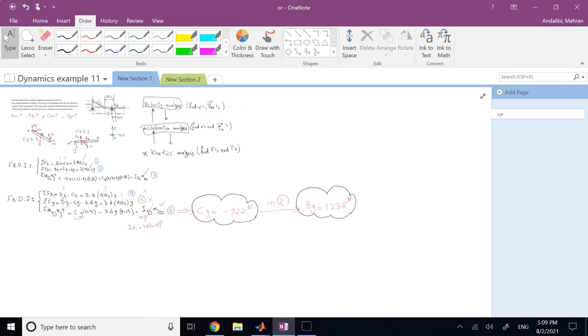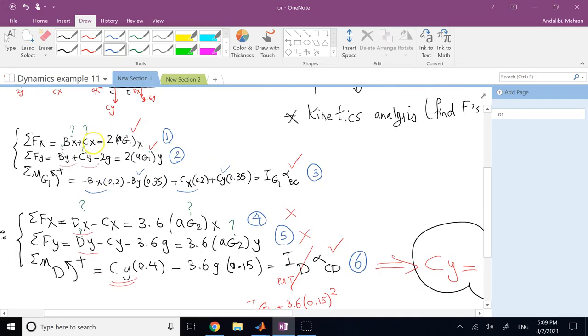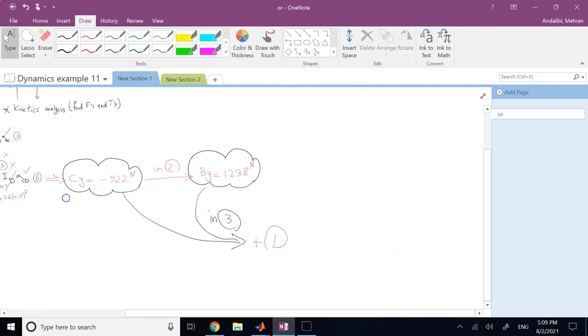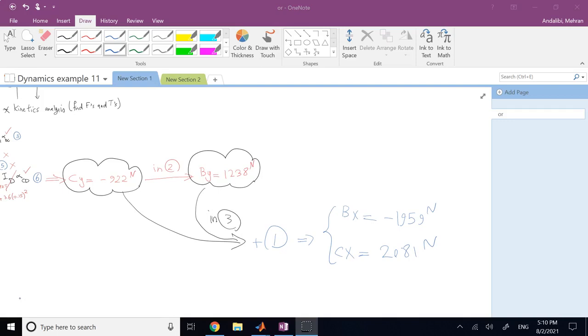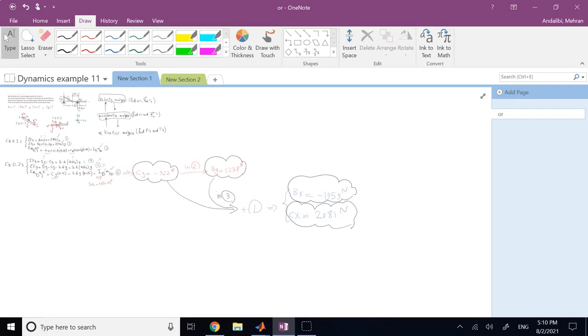Now I plug both of these, By and Cy, into equation 3. Because now 3 is going to be only an equation between what? Cx and Bx. By and Cy are now known. So 3 is going to only have Bx and Cx, and 1 also only has Bx and Cx. So if you add it to equation 1, you will have 2 equations and 2 unknowns. And the unknowns are what? Bx and Cx, which will be negative 1959 newtons and 2081 newtons. Okay, so here all the reactions at pin B and C calculated for you. Good, so this is how you solve this involved problem.